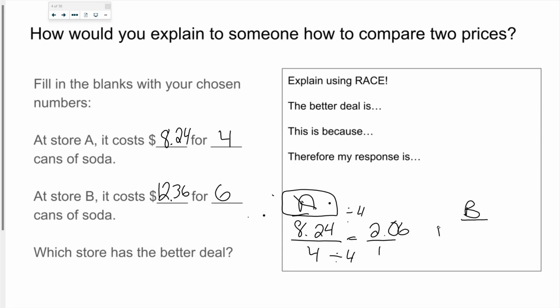Now at store B, it's $12.36 divided by 6. And we want to go to the cost of 1, so we're going to need to divide by 6. $12 divided by 6 is $2. Actually, I did a bad here. 36 cents divided by 6 is 6 cents. So actually, in this case, they would be the same cost. And I'm sorry that 6 just came out so weird. They would be the same deal because they're each $2.06 for 1. So we're going to say the better deal is none. This is because they cost the same for 1.